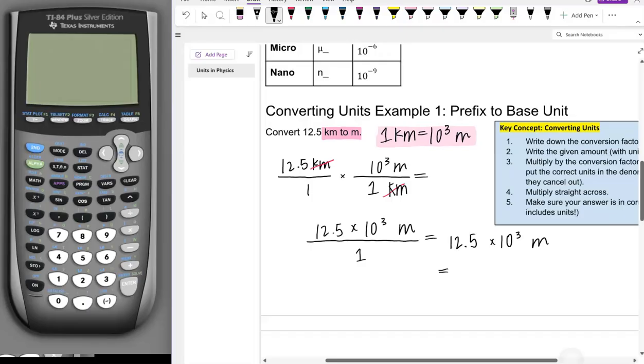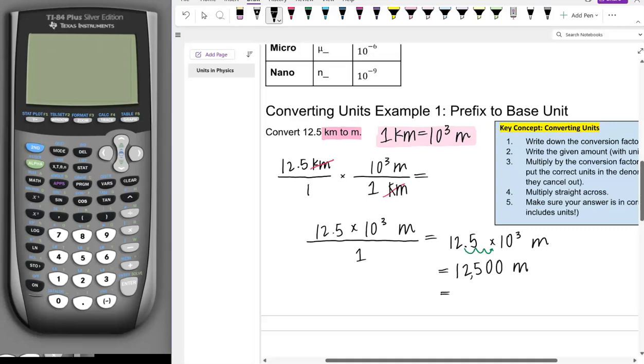So you have some options. You can go ahead and multiply it by 10 to the third. So remember we said if it's a positive, that means you're going to move your decimal to the right by 3 spaces. So we would get 1, 2, 5, and then we have 2 extra zeros here. So 12,500 meters.